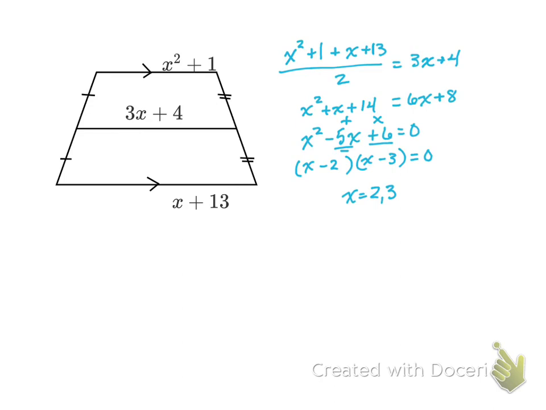So if x is 2, I'm going to grab a different color. If x is 2, then our top measure, 2 squared, is 4, plus 1 is 5. The middle one, 2 times 3 is 6, plus 4 is 10. And the bottom one, 2 plus 13 is 15. If x is 3, the top one, 3 squared, is 9, plus 1 is 10. 3 times 3 is 9, plus 4 is 13. And 3 plus 13 is 16. And there are the answers for that.